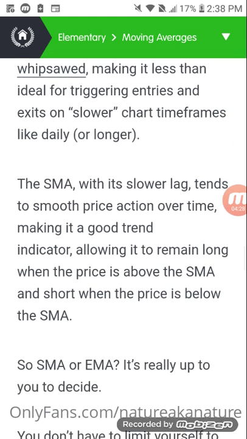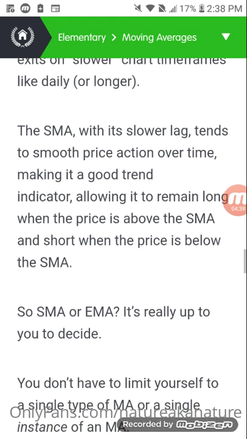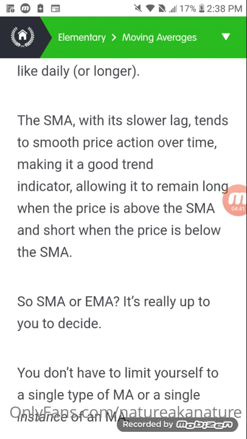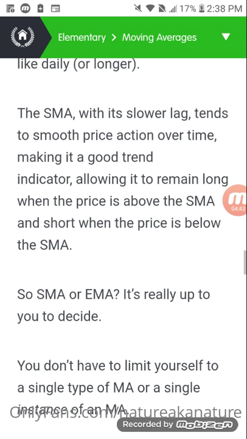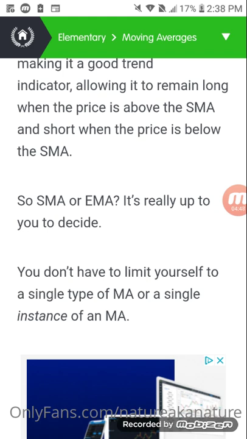The SMA, which is slower to lag, tends to smooth price action out over time, making it a good trend indicator, allowing you to remain long when price is above the SMA and short when price is below the SMA. So the choice between the SMA and the EMA is really up to you to decide.